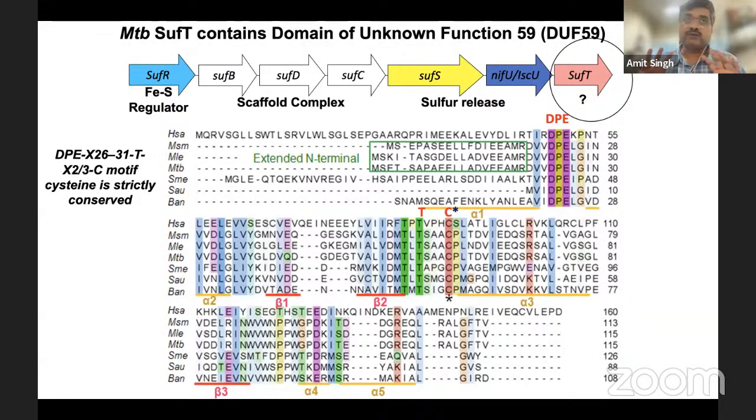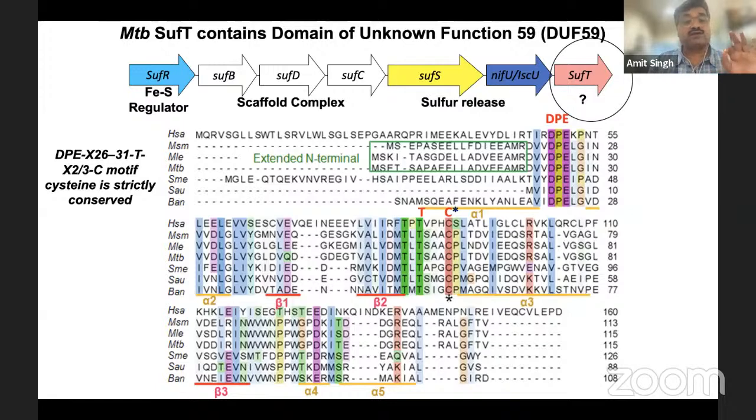So from a genomic curation perspective, it's also important to identify the role of these proteins which contain a domain of unknown function. One of the things we figured out by doing homology searches with different organisms where these SUFT kind of proteins are present is that they are highly conserved. One motif which is very conserved is this DPX-TC motif, across SUFT homologs in different organisms. And cysteine is strictly conserved. It is a hyperactive cysteine, highly nucleophilic.